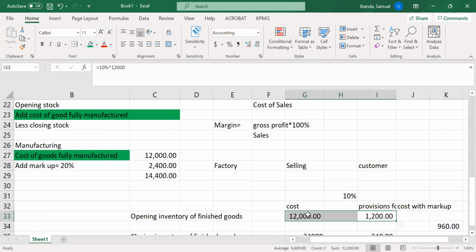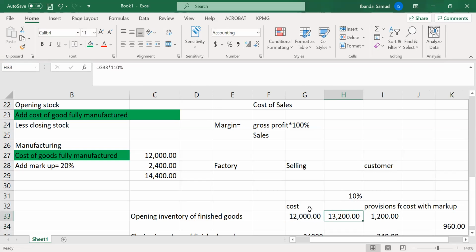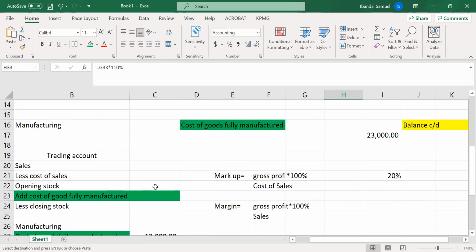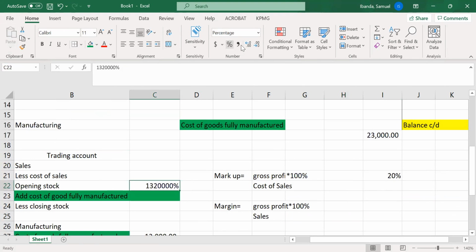Sometimes somebody can just get this figure and multiply it by, let's say if the markup is 10%, they can just multiply it by 110%. So 110% would definitely get you to 13,200, which is the same thing as somebody who would have added 12,000 plus this; they would still get the same thing. So it means that I would take this right here as my opening inventory. That is what I will take.